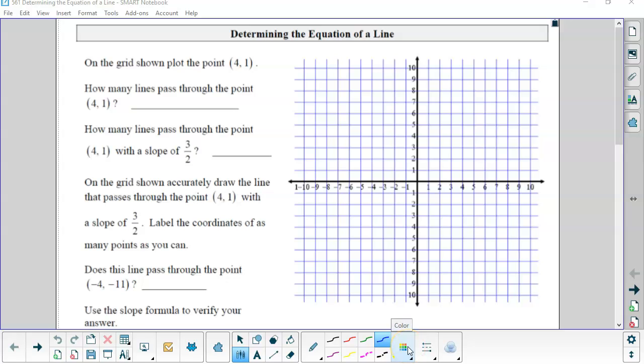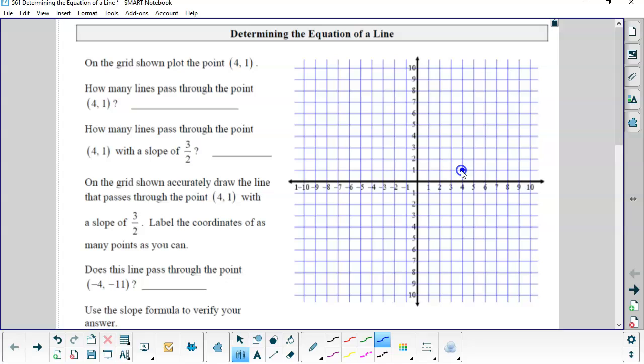Okay, good day. We are looking at determining the equation of a line. On the grid shown, we're going to go through a bunch of steps here and then that will lead us to coming up with an equation, right? So on the grid shown, plot the point 4, 1. So 4, 1 is there.